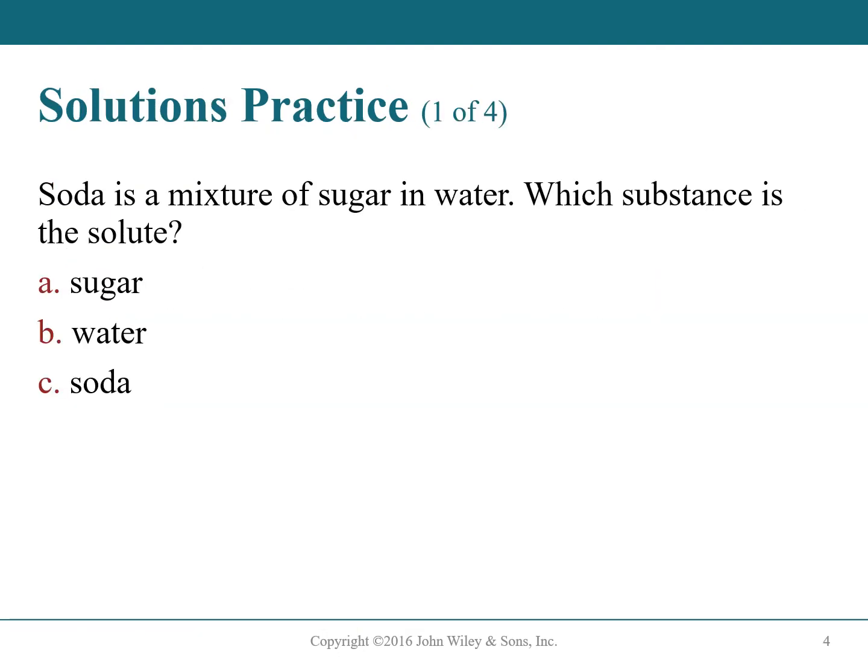So, soda is a mixture of sugar and water. It has carbon dioxide in it as well. So, which is the solute? This is the substance that's dissolved in our solvent. So, the solute will be sugar, and water acts as the solvent.